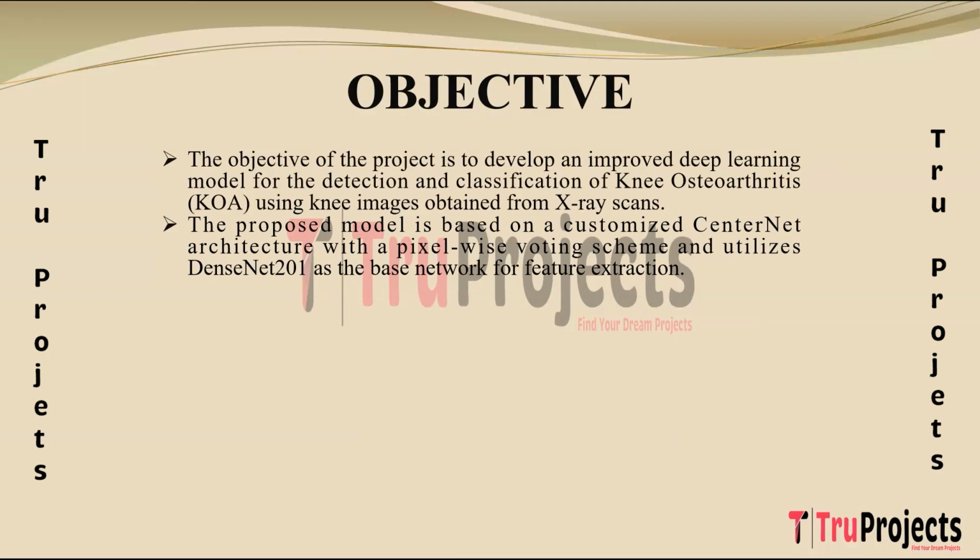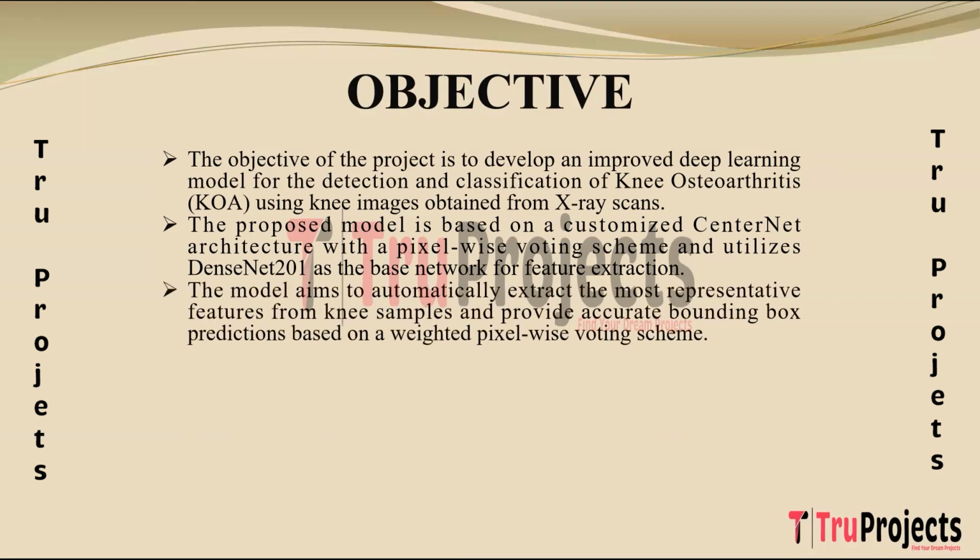It relies on DenseNet 201, a convolutional neural network known for its efficacy in feature extraction, as the base network. This combination aims to optimize feature representation and localization for accurate KOA detection within knee images. The model's core objective is to autonomously extract highly representative features from knee samples. Furthermore, it aims to provide precise bounding box predictions through a weighted pixel-wise voting scheme. This method enhances the model's ability to precisely delineate and identify areas indicating signs of KOA within X-ray images.